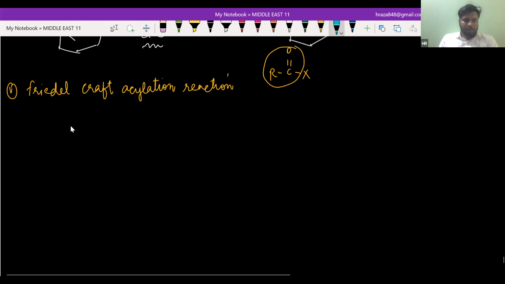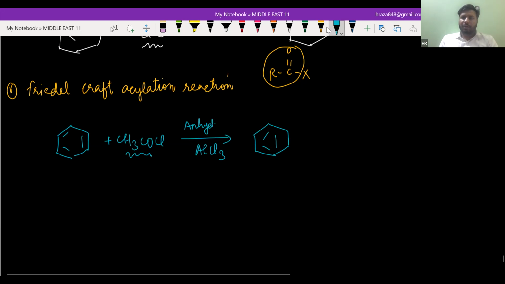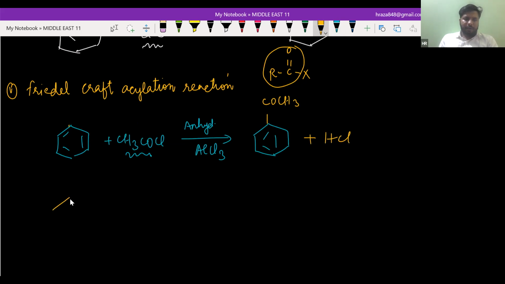Just focus on the screen. This is basically benzene. Now we need to add CH3COCl in the presence of anhydrous AlCl3. So since it is substitution reaction, hydrogen will be eliminated from here, and here COCH3 will be formed, and then HCl will be eliminated.